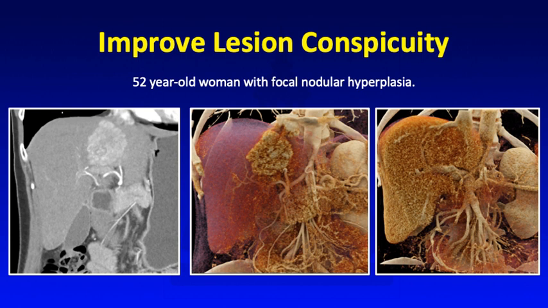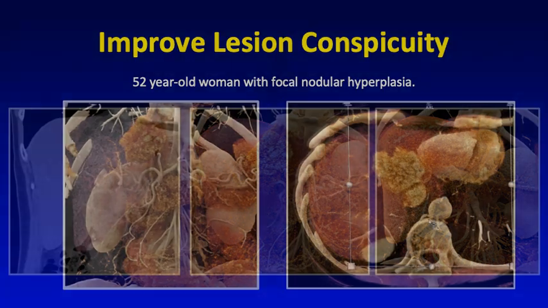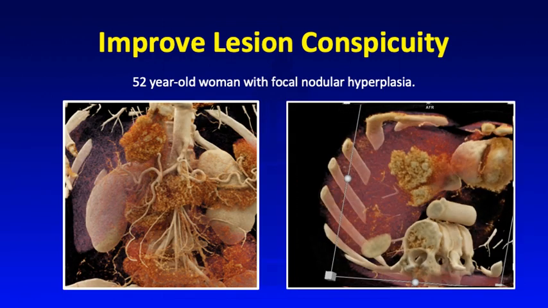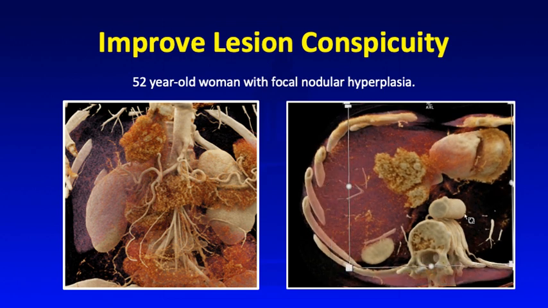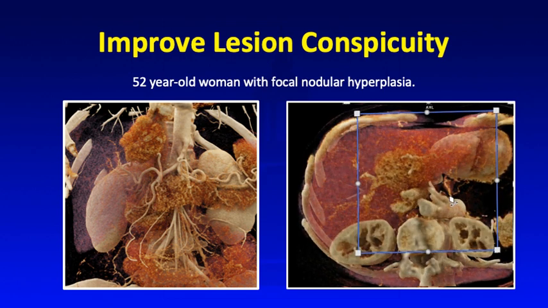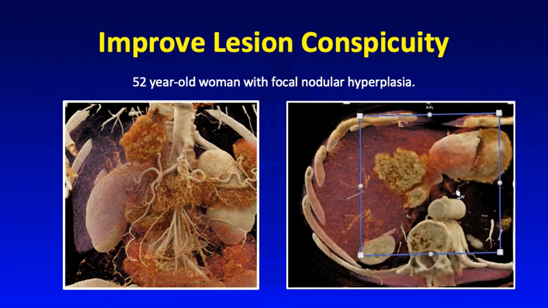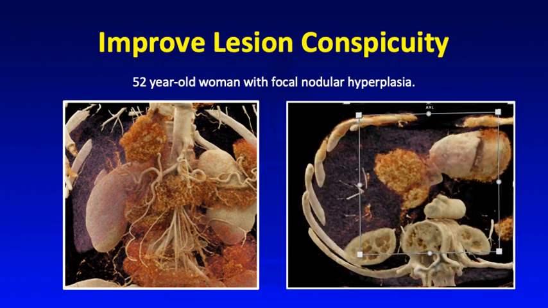the venous phase image. The nice thing about cinematic rendering is that you can alter the background translucency of the liver so that you can make the background liver almost transparent and greatly improve the conspicuity of the liver lesion. On the movie on the right, I'm showing you how dynamically we can change the window settings and change the background translucency of the liver to really make the lesions pop.